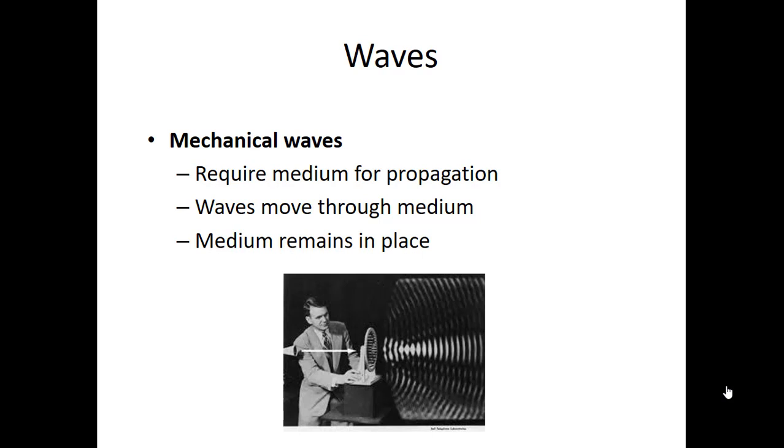There are two main types of waves. We have mechanical waves and electromagnetic waves. So mechanical waves require a medium for propagation, and waves move through the medium, but the medium stays in place. So a medium is the substance. So like water is a medium, air is a medium, the desk that you're sitting at may be a medium, any solid is a medium, any liquid, any gas.